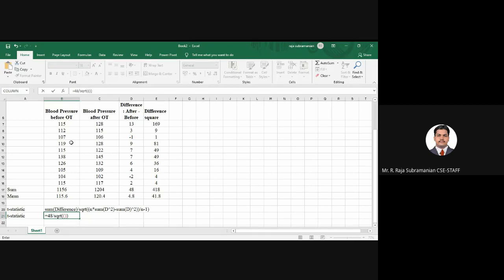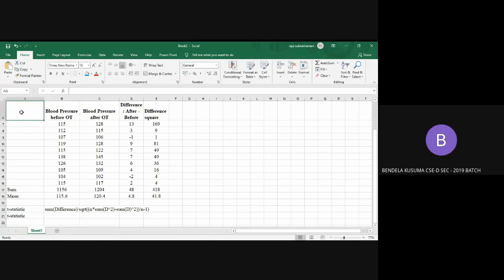I put two brackets because I know that there is a numerator and denominator. So in the numerator, what should come? N into sum of d squared. We know the difference square is here. What is sum of d squared here? 418. And how many samples do we have in n? I can put a sample count here.